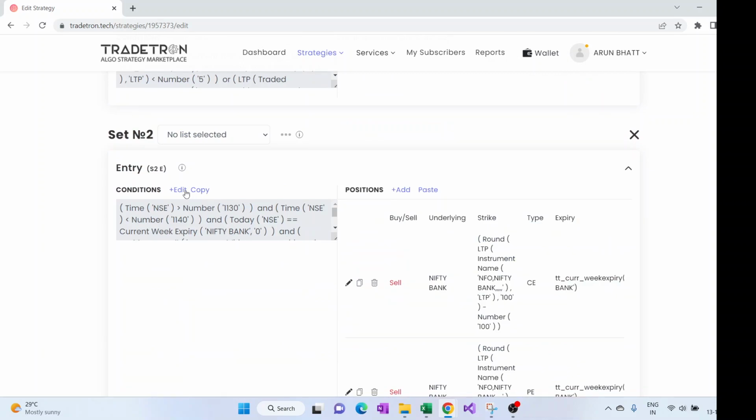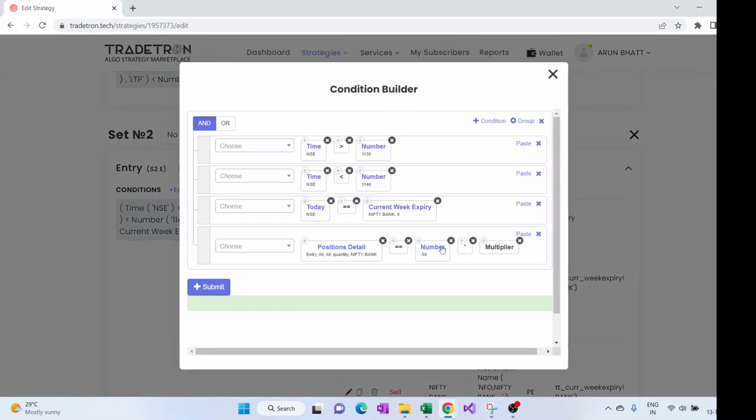And then set 2 builds on the first set. Here we are checking that the position detail is minus 50, because when the first set has taken positions, we are checking the sell side.